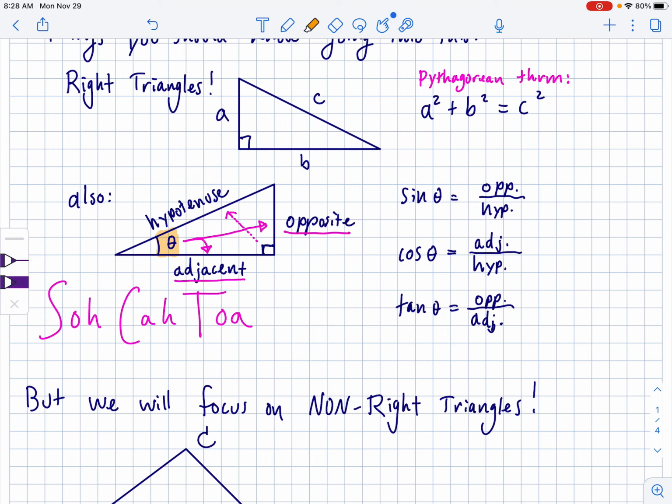So sine is opposite over hypotenuse, sine of theta, sine of the angle theta. Cosine of the angle theta is the adjacent over the hypotenuse. And tangent is the opposite over the adjacent. So that's where the SOHCAHTOA comes from, that sine equals opposite over hypotenuse, cosine equals adjacent over hypotenuse, and tangent equals opposite over adjacent.